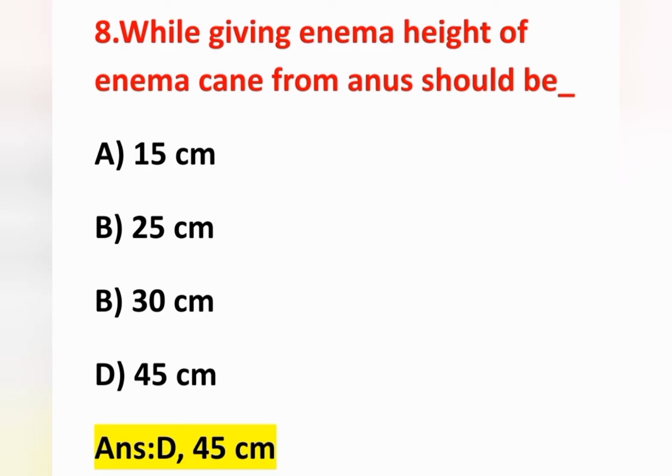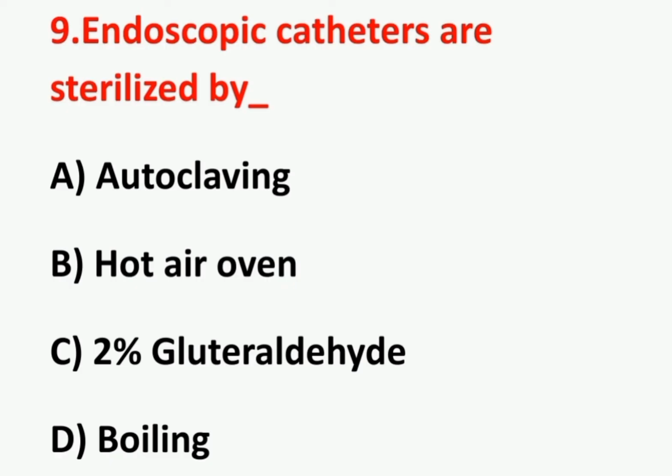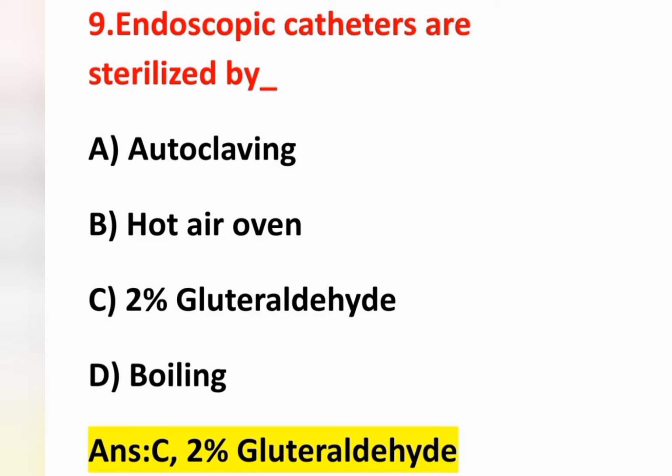The next question. Endoscopic catheters are sterilized by option A autoclaving, option B hot air oven, option C 2% glutaraldehyde, and option D boiling. Endoscopic catheters are sterilized by using 2% glutaraldehyde. Option C is the correct answer. This 2% glutaraldehyde is used for sterilization of endoscope, cystoscope, and rubber catheters. It's an important point: endoscope, cystoscope, and rubber catheters.